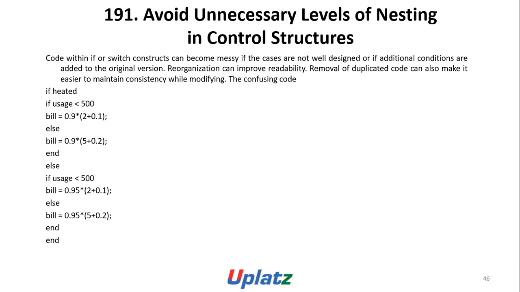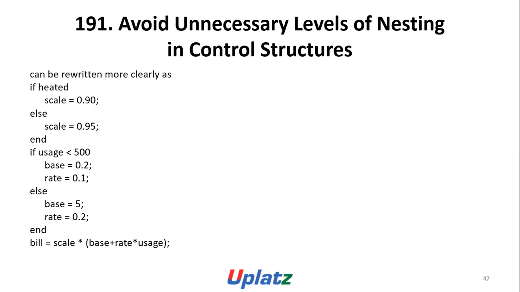If needed, if usage less than 500, then bill = 0.9 * (2 + 0.1 * usage), else bill = 0.9 * (5 + 0.2 * usage), and else if usage less than 500, bill = 0.95 * (2 + 0.1 * usage), else bill = 0.95 * (5 + 0.2 * usage). This can be written more clearly as: if it's scale equal to 0.9, or else scale equal to 0.95, and if usage less than 500, base equal to 0.2, rate equal to 0.1, else base equal to 5, rate equal to 0.2, bill equal to scale times base plus rate times usage.